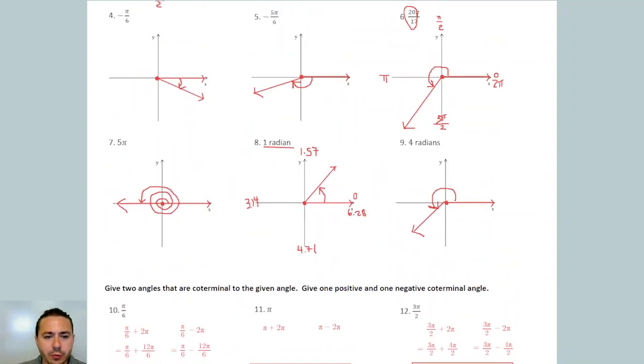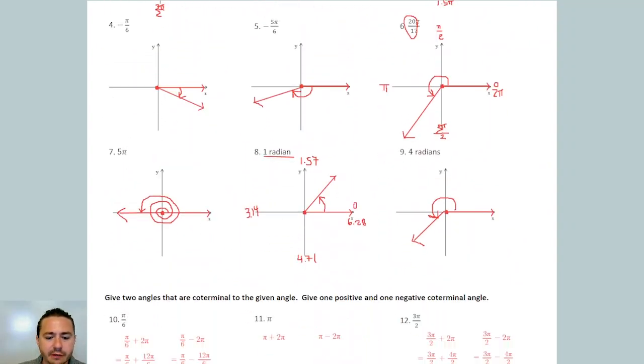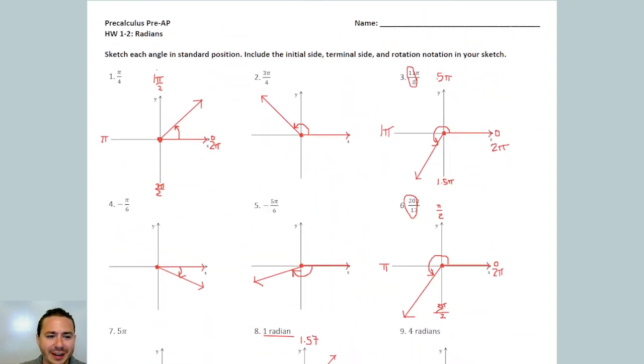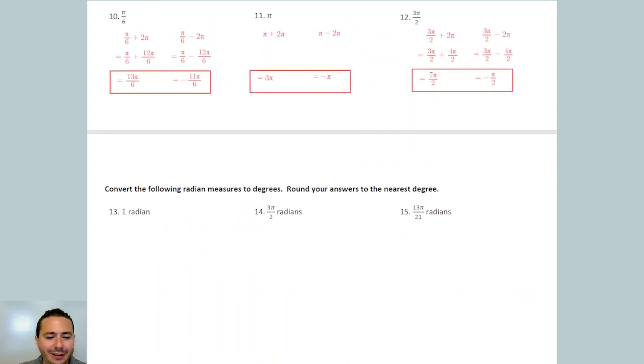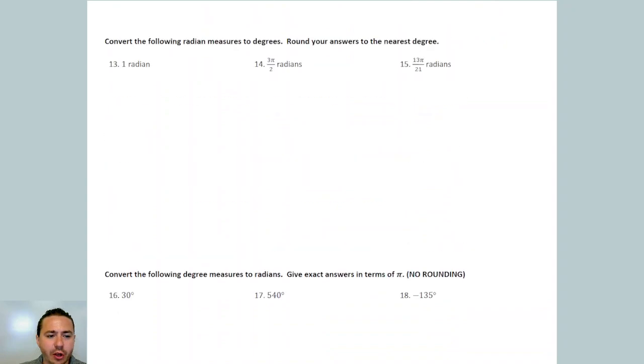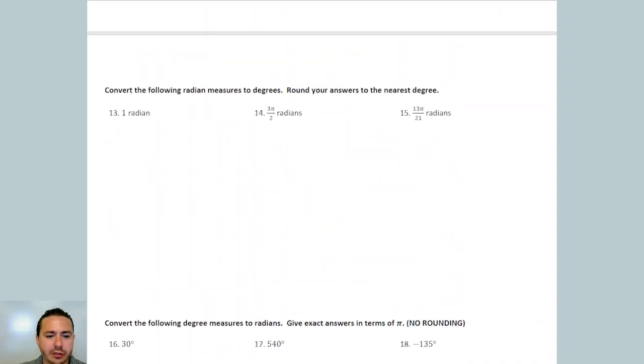So that's pretty much what we did on the first day, just in radians instead of degrees. You know, this homework looks almost identical, right? But now let's get into the conversion stuff. This is where we want to be able to go back and forth between radian measures and degrees.